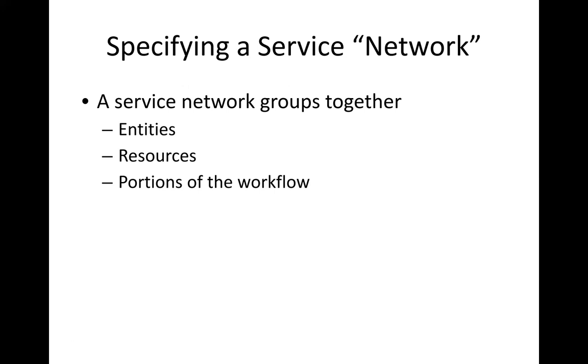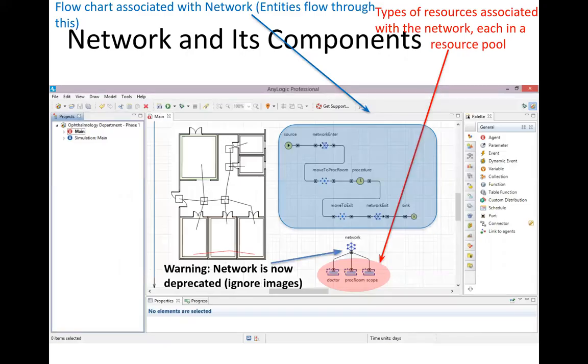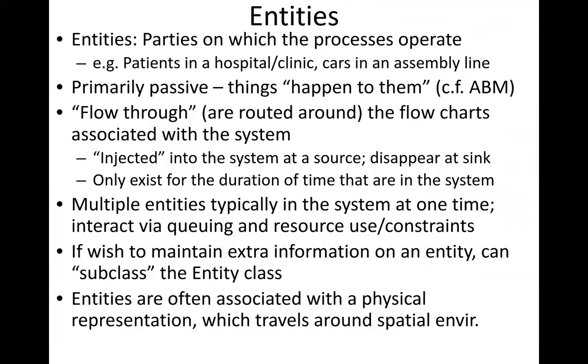Okay, so there'll be these service networks which are gonna group entities, work resources and workflows. So here we're gonna have a flowchart, which is going to be associated with types of resources available to it and with a source and with a sink, or where people come in and where they leave. It'll be associated with a physical space. So this is actually a picture taken from an older version of the network, and there used to be a symbol that would explicitly group them, and that's no longer put in place here. It's no longer something which you'll see in the modern version, if I'm aware.